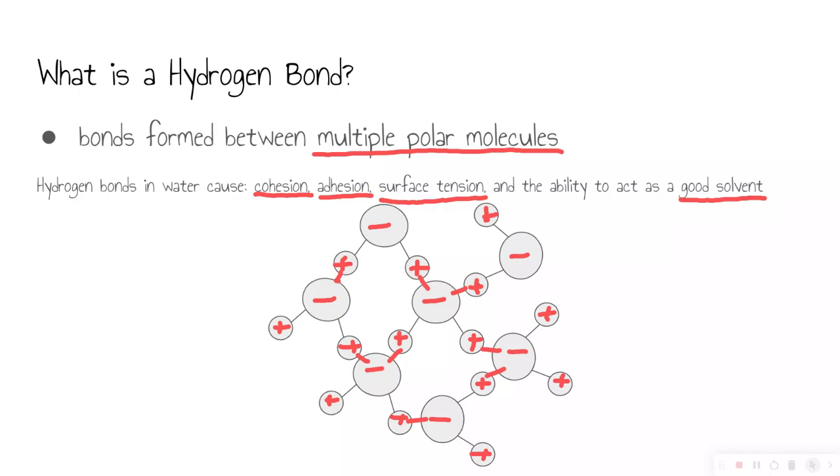So in an ionic bond, we have the transfer of electrons. In a covalent bond, we have the sharing of electrons. And a hydrogen bond is caused because of the unequal sharing of electrons in a covalent bond. So we have a molecule here, and this molecule was formed by a polar covalent bond. So we have a polar molecule. And hydrogen bonds are formed between multiple polar molecules when the opposite charges attract each other.